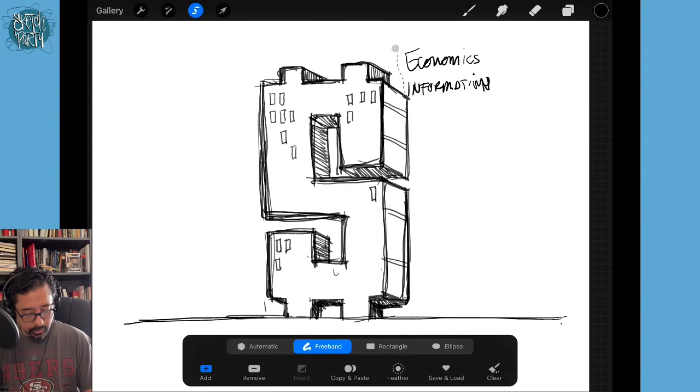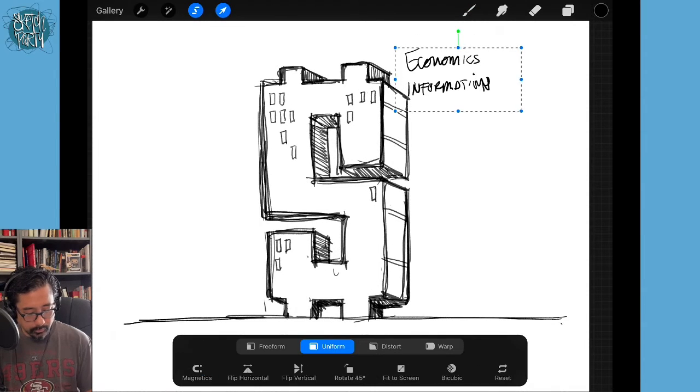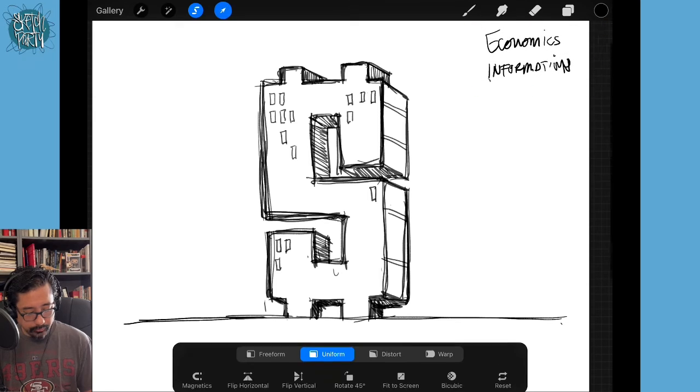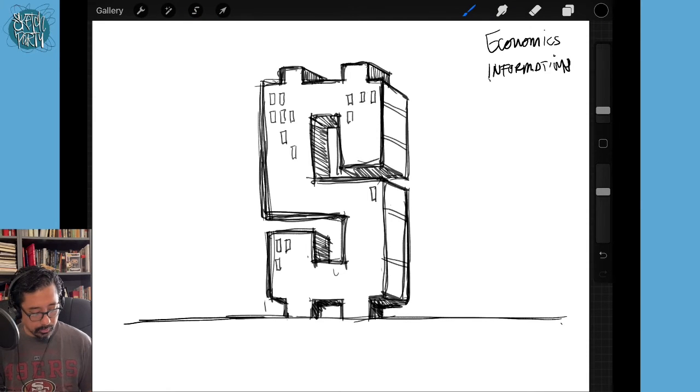Let me move this out of the way. I'm thinking that this is going to be some higher school of learning, like a university of some kind. So this might be the main building of the campus.